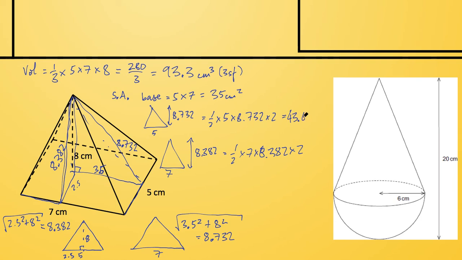$43.66 and $58.67. So that's 674. So the total surface area is the base plus all 4 sides of the pyramid. So much more complicated than it looks, finding the surface area of a pyramid. But the volume of the pyramid at the start was really straightforward, just 1/3 times the base times the height.